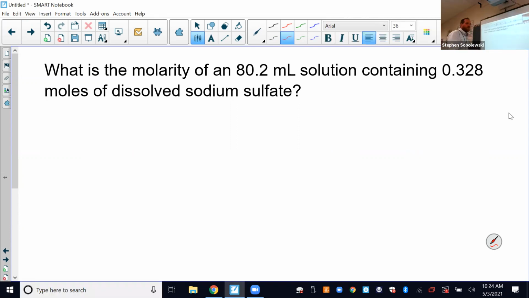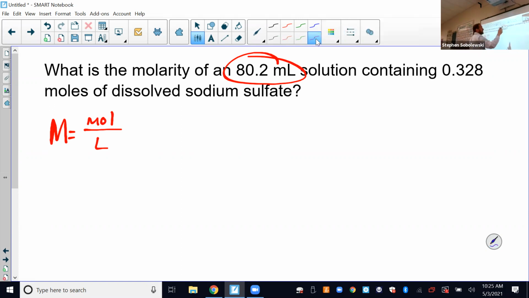All right, so what is the molarity of an 80.2 milliliter solution containing 0.328 moles of dissolved sodium sulfate? So we're looking for molarity. Keep in mind that molarity equals moles over liters. Or if you use a triangle, you get the same thing. All right, let's see what we're given. Well, we're given this volume of solution, but we're not given it in liters. So you're going to be doing this quite a lot, converting milliliters into liters.